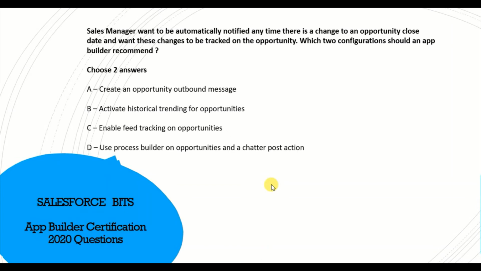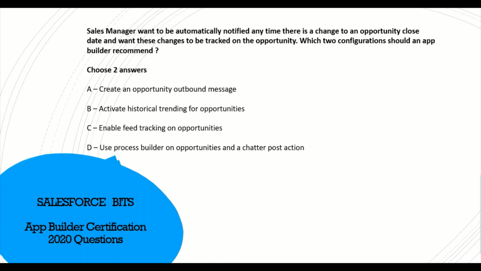Okay, moving on. Sales managers want to be automatically notified anytime there is a change to an opportunity close date and want these changes to be tracked on the opportunity. Which two configurations should an app builder recommend? So first option is create an opportunity outbound message. It's not relevant, because if you create outbound message that is through workflow, how are you going to notify the sales manager? It's something for the external system.